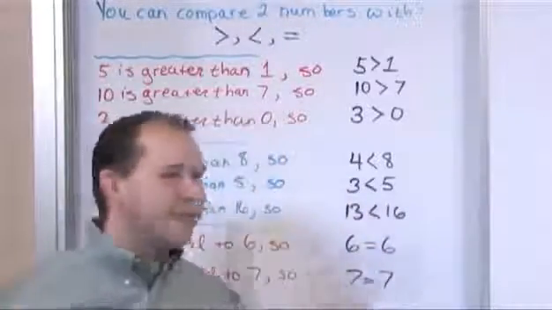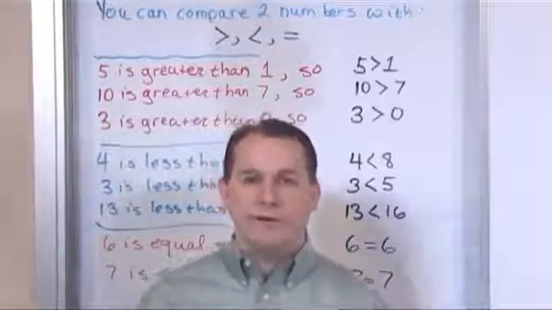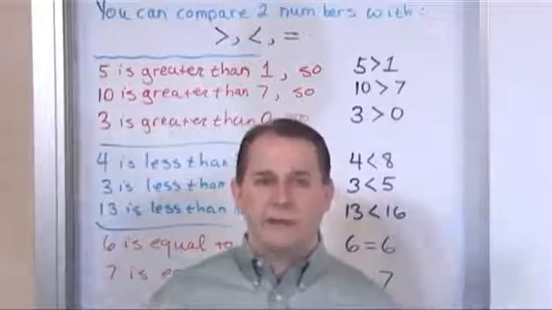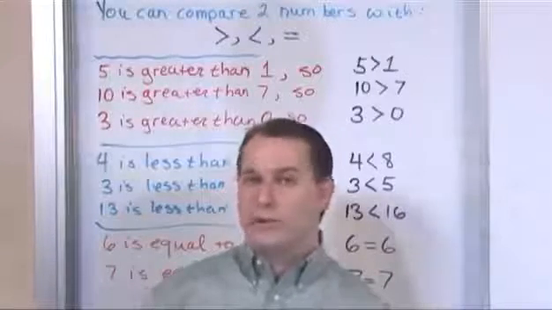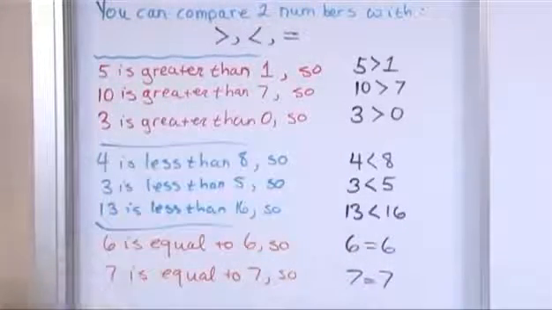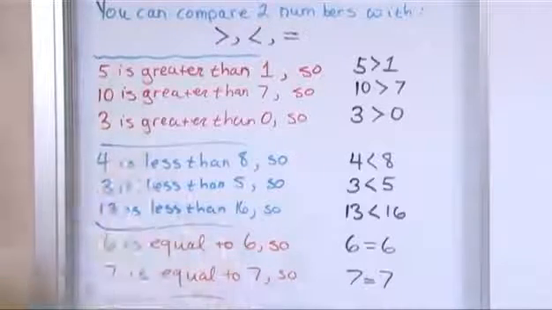Here, we're doing it with numbers, so it seems obvious. But later on, when we use the equal sign in algebra equations, you're not going to know the answer. You're going to have to solve the equation to find the answer using the rules that we're going to have for you. And that's what that's telling you. So that's really it: greater than, less than, or equal to.